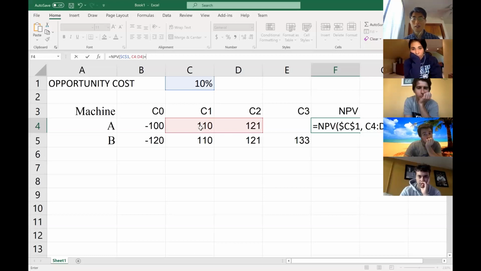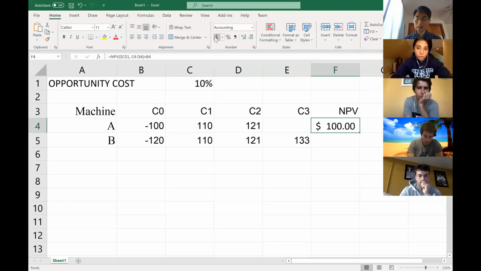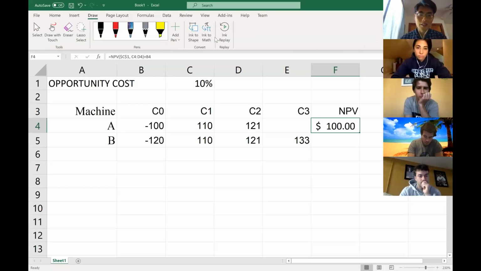Include the today's cash flow in the net present value function. So always when you use the NPV function, include all the future cash flows, but add back the initial cash outflow. Okay, so that's how we calculate the net present value. And to write something here, right?